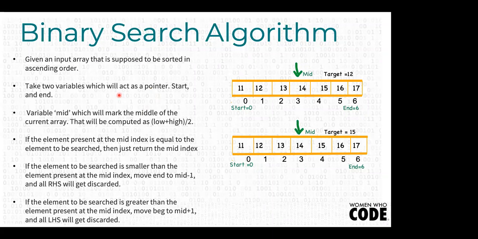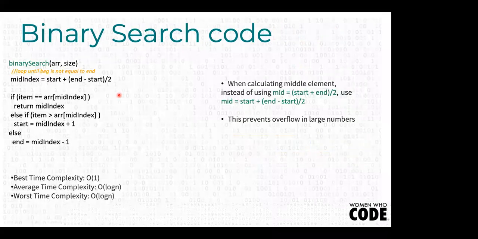This is the primary algorithm that is used for binary search. We can look at the code. So here's the method, binary search. I don't have the complete code. It's more like pseudocode. And to find the middle index, you use start plus (end minus start) by 2. That will give the mid index of the array.